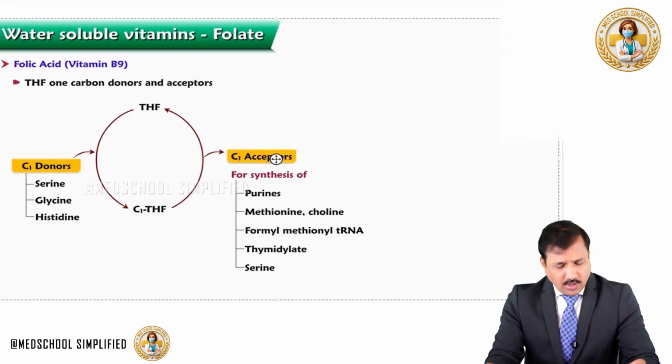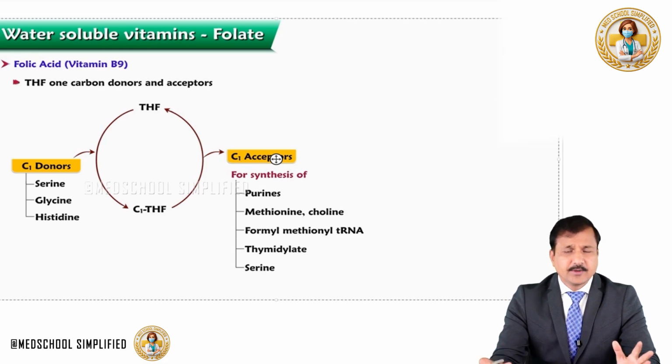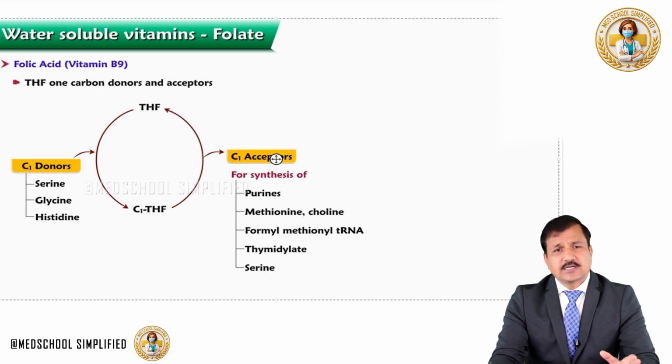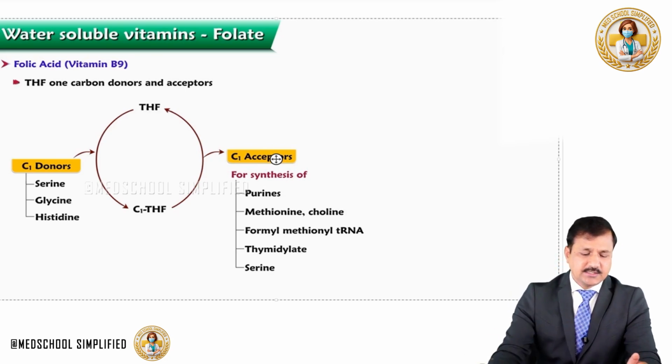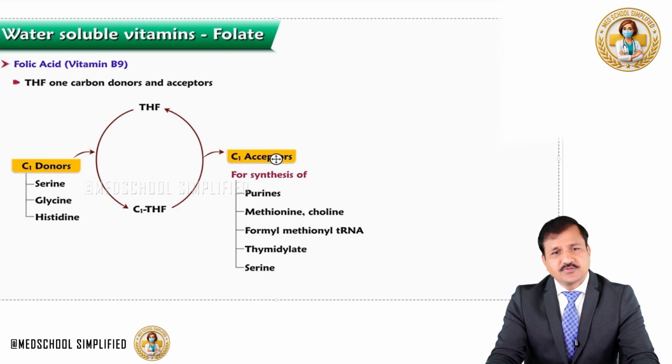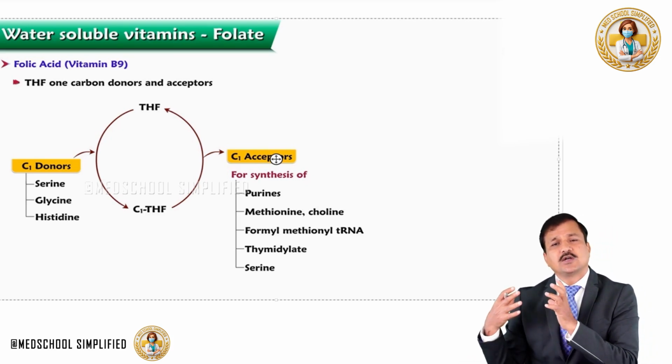Now coming to folic acid, that will act as a 1 carbon donor or 1 carbon acceptor. Tetrahydrofolate accepts 1 carbon unit in catabolic reactions, or it will transfer 1 carbon unit to a specific acceptor in an anabolic reaction. So the figure here will show you the catabolic reactions where 1 carbon units are transferred, or the anabolic reactions where 1 carbon units are donated.